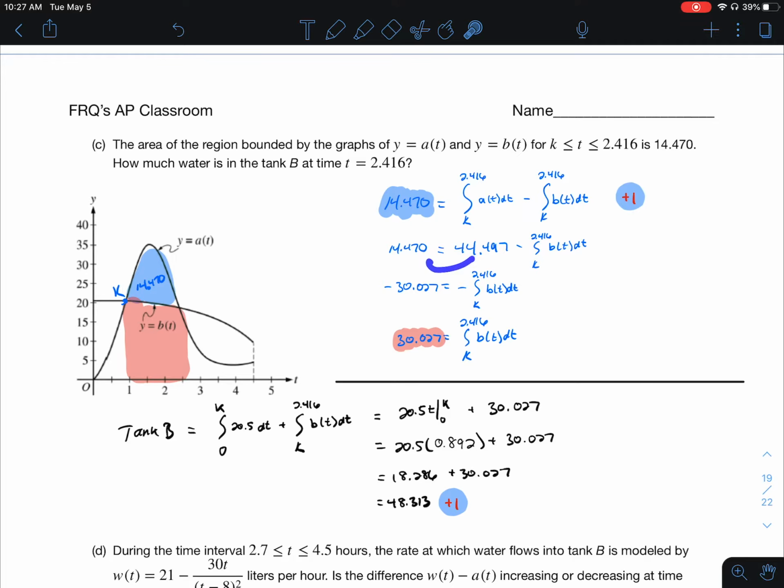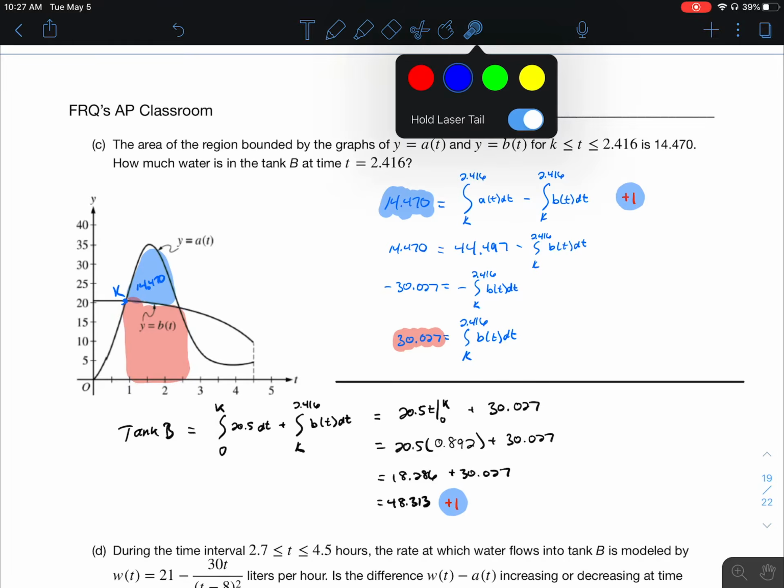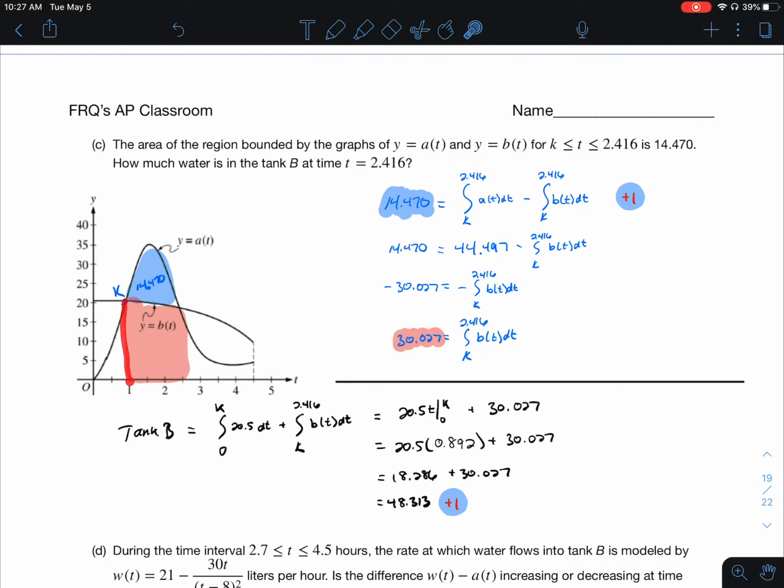If I subtract that from both sides, I get this number. These are negatives, so if I multiply both sides by -1, here's what I find out. The area under curve B from K to 2.416 is 30.027. That's this red area right here, which does not answer the question, but it tells us how much there is from here over to here.